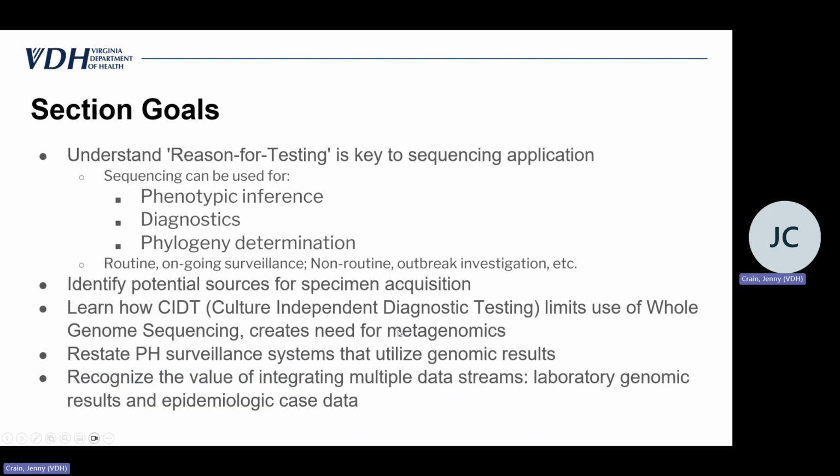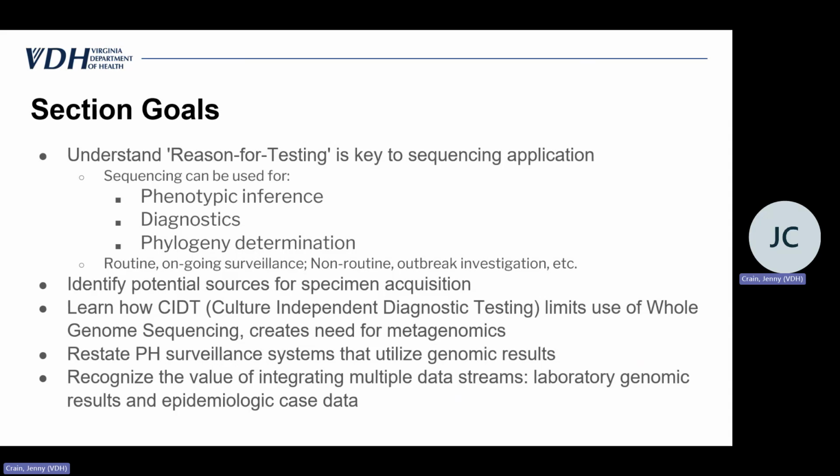All right, so the section goals for this is really just to try to understand the reasons for testing, knowing that we need to understand that before we start applying the genomic results from sequencing. Sequencing can be used for phenotypic inference, for diagnostics, for phylogeny determination. We'll talk a lot about phylogeny determination in the fourth lesson. And ultimately, in this lesson, we're going to try to make the distinction between routine, ongoing surveillance versus non-routine outbreak or cluster investigation. Those are the two main applications of genomic results that we'll talk about today in terms of public health.